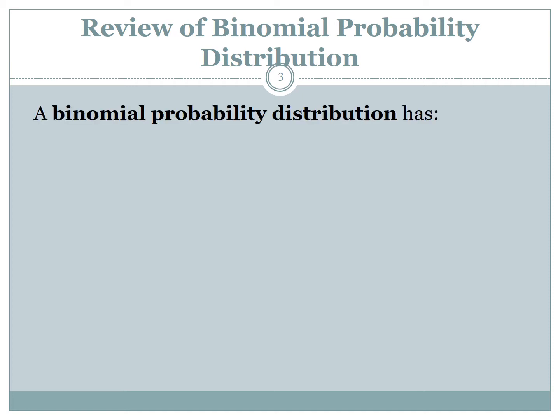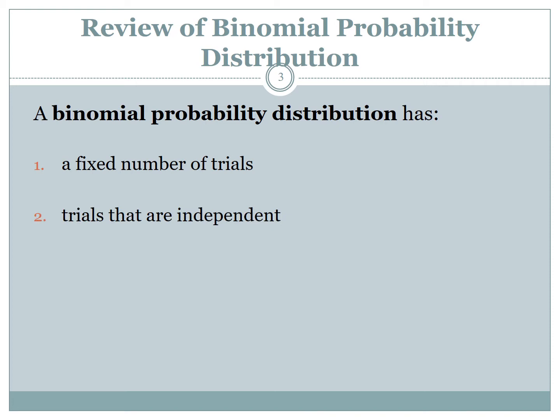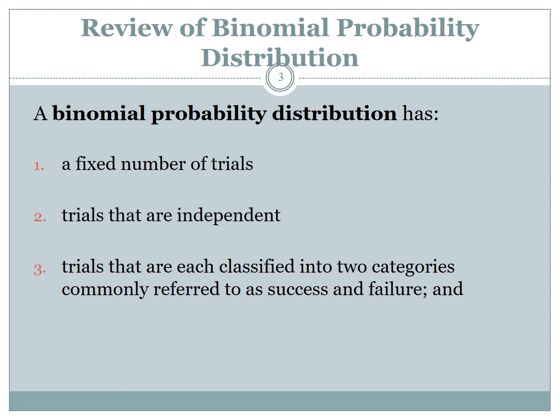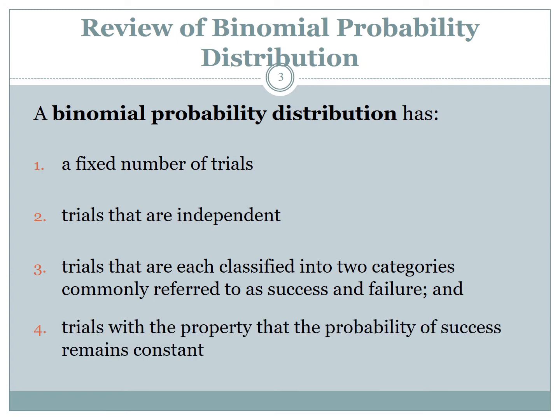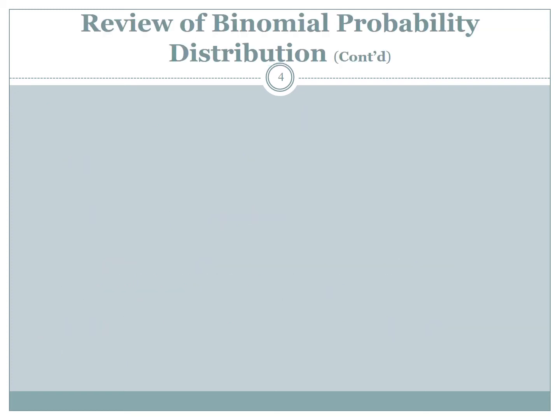A binomial probability distribution has a fixed number of trials that are independent, trials that are each classified into two categories, commonly referred to as success and failure. And finally, trials with the property that the probability of success remains constant.